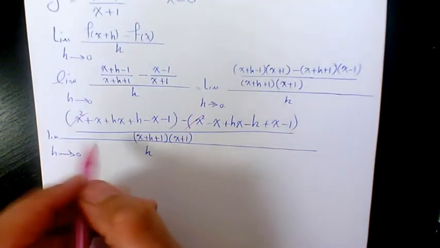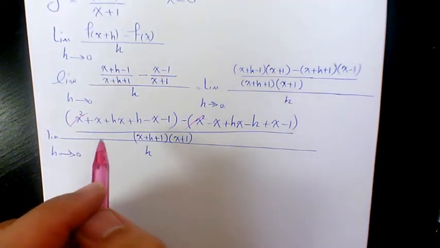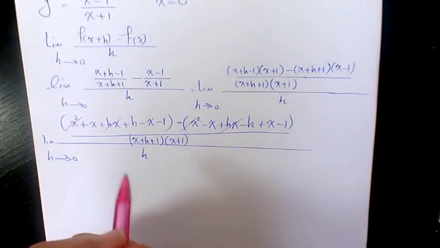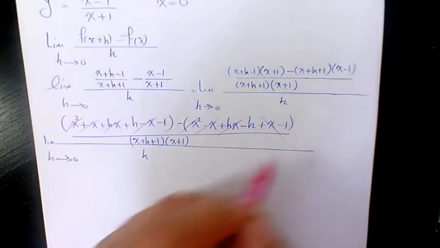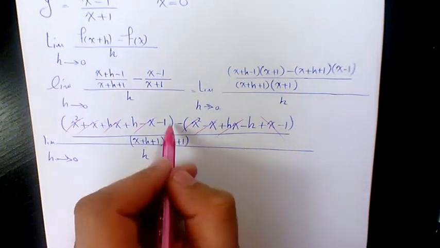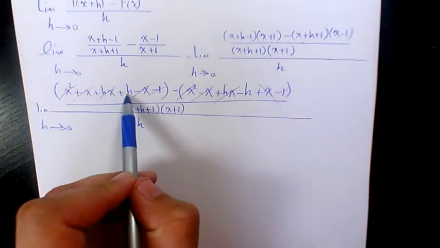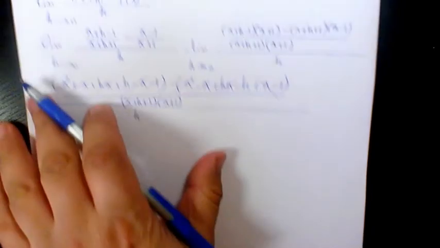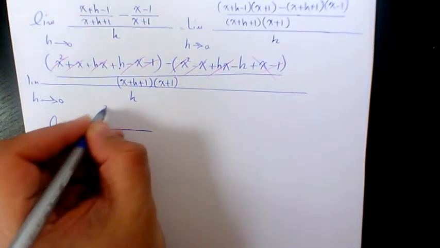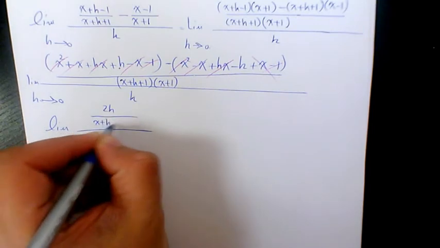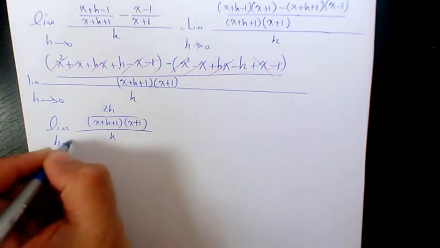This and this cancel out. hx and hx cancel out. Negative x and negative x cancel out. x and x cancel out. Then we have negative 1 and negative 1 cancel out. We're going to have h minus negative h, which is going to be 2h. So 2h over (x plus h plus 1) times (x plus 1), divided by h, when the limit goes to 0.